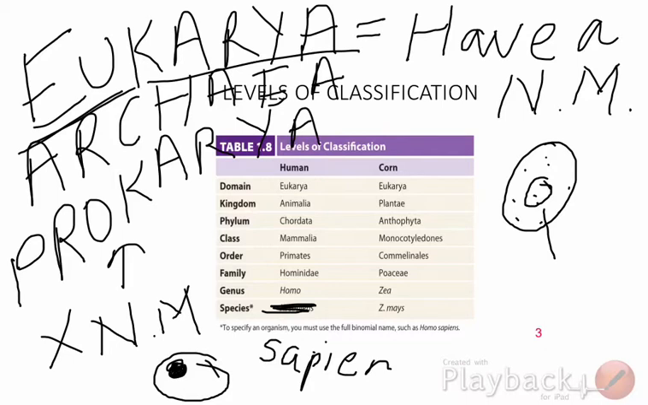Corn, same thing. Domain Eukarya, kingdom Plantae, phylum Anthophyta, class Monocotyledons, order Commelinales, family Poaceae, genus Zea, and species is mays. M-A-Y-S. I'm trying to remove the Z with my finger. So here is how you classify. Of course, from this, once again, I definitely need you to know 3 different domains, the breakdown of each domain into kingdom, phylum, class, order, family, genus, and species, and how to write a scientific name, okay?